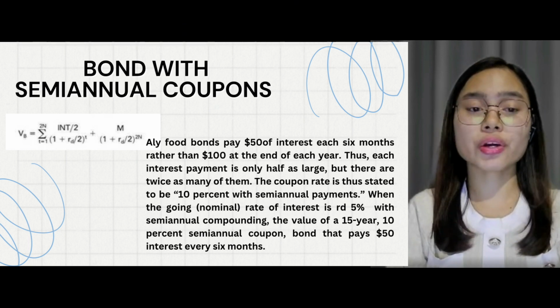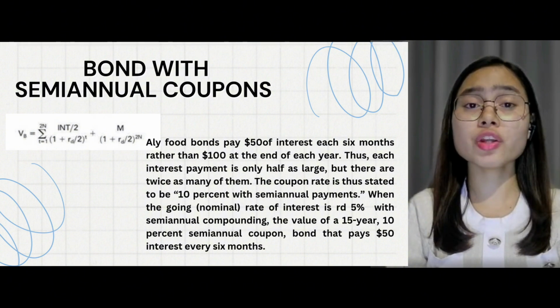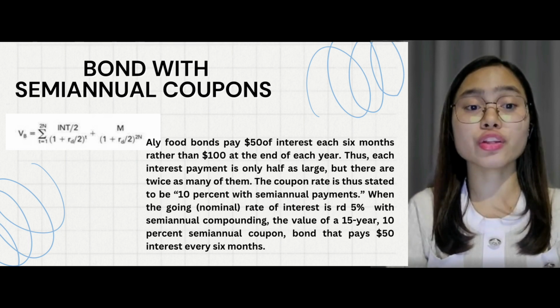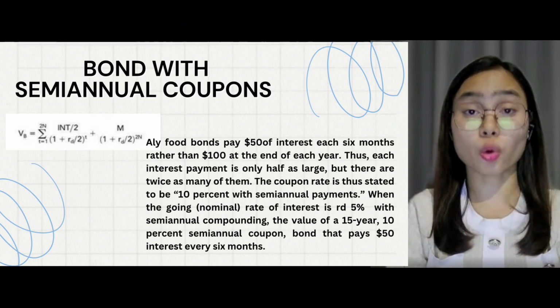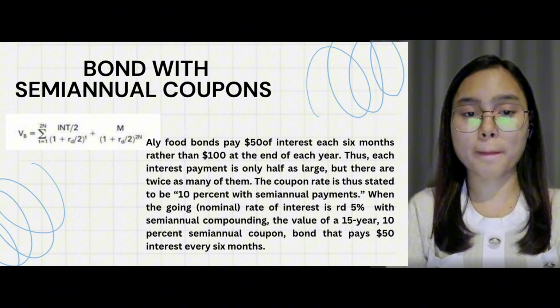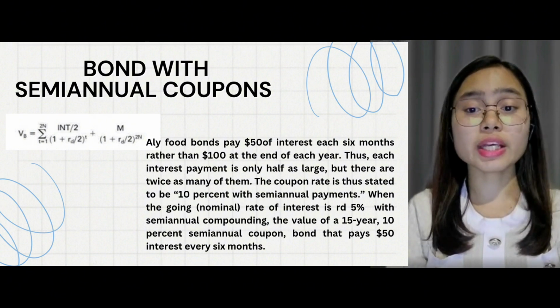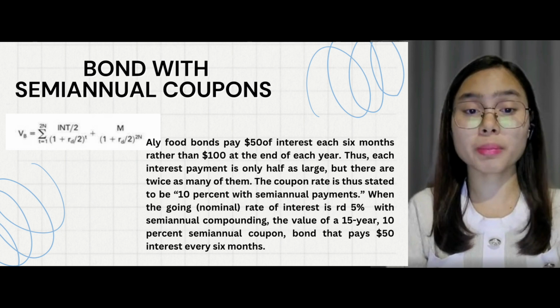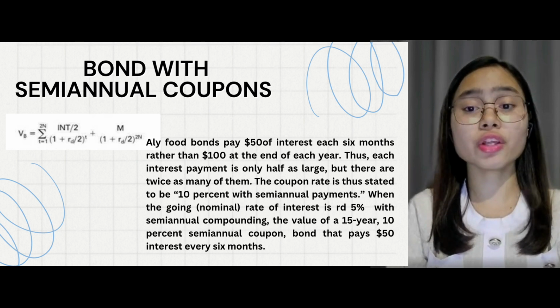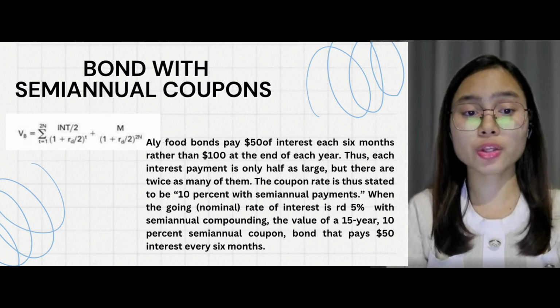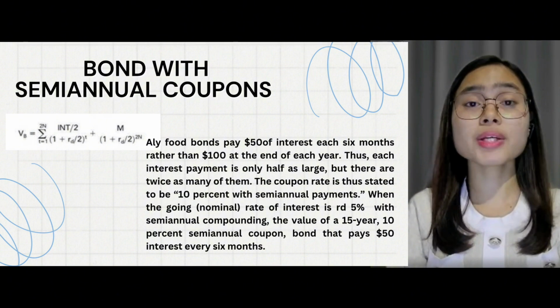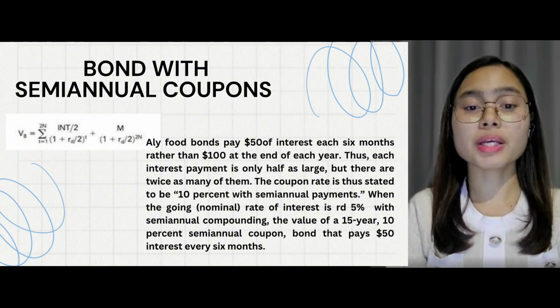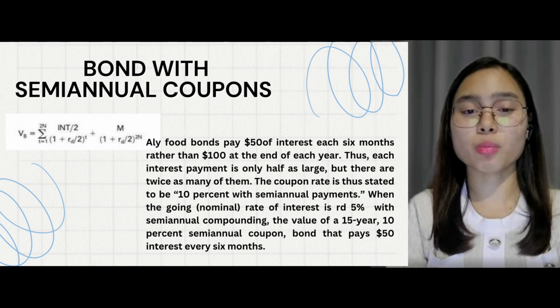And it says here, Allied Food bonds pay $50 of interest each 6 months rather than $100 at the end of each year. Thus, each interest payment is only half as large, but there are twice as many of them. The coupon rate is thus stated to be 10% with semi-annual payments, when the going nominal rate of interest is rd equals 5% with semi-annual compounding. The value of a 15-year, 10% annual coupon bond that pays $50 interest every 6 months.